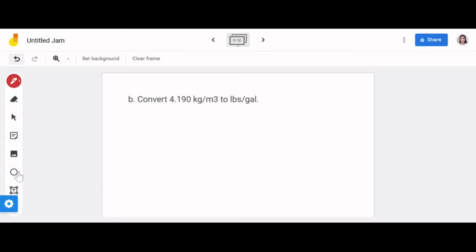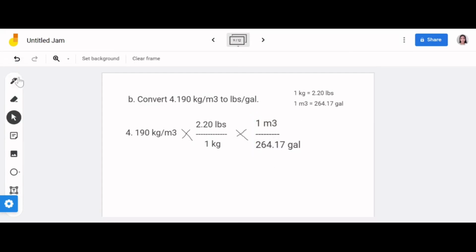Convert 4,190 kilogram per meter cube to pounds per gallon. Rewrite 4,190 kilogram per cubic meter, and remember that 1 kilogram is equal to 2.20 pounds and 1 meter cube is equal to 264.17 gallon. So 4,190 kilogram per cubic meter times 2.20 pounds over 1 kilogram times 1 cubic meter over 264.17 gallons. Cancel the units, is equal to 34.89 pounds per gallon.